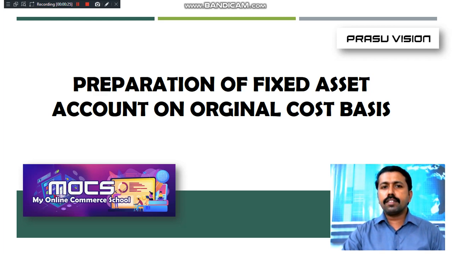how to prepare the fixed asset account on original cost basis. First of all, we have to learn why we have to prepare the fixed asset account on original cost basis. Sometimes in the question, the amount of accumulated depreciation, meaning provision for depreciation, will be given. So it is not easy to find out the actual amount of purchase of fixed asset and the sale of fixed asset. So to find out the actual amount of fixed asset, we have to prepare the fixed asset account.